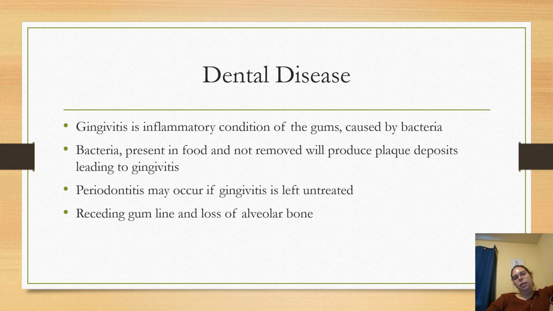And the bacteria comes from the food that we don't get off good enough when we brush or floss. And then the bacteria also have a food source in order to let themselves continue to grow. And periodontitis is what happens if gingivitis is left untreated. Essentially, the gum line can recede off of the bone, and it can make you more susceptible to tooth loss.